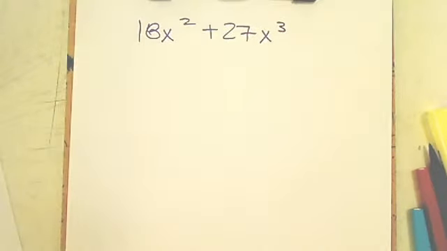18x squared plus 27x cubed. Do not use a tree. Use your brain. Use factoring in your head. You either do it right or you don't do it right. I'll know right away. So you ask yourself, what is the common factor of 18 and 27, and then the common factor of x squared and x cubed? X squared. Work it out.